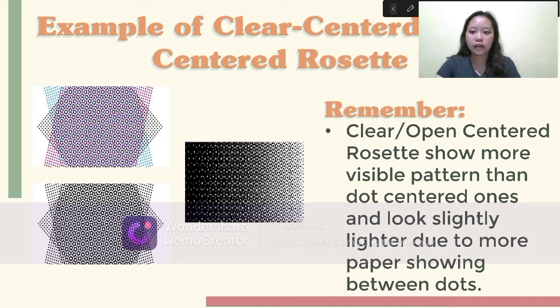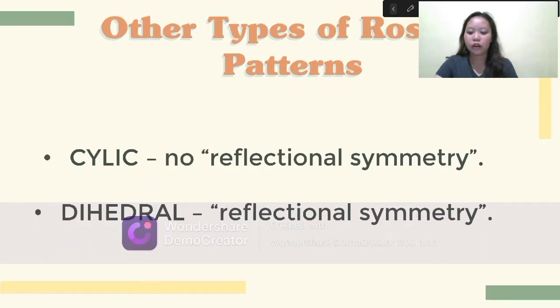Okay, let's discuss different types of rosette patterns. We have cyclic and dihedral. As I said earlier, for those patterns, reflection symmetry is not required, correct? So for the patterns that have no reflectional symmetry, rotational only, then we call it cyclic patterns. But if they have reflectional symmetry, they are called dihedral patterns.